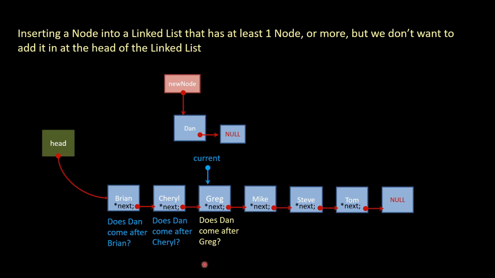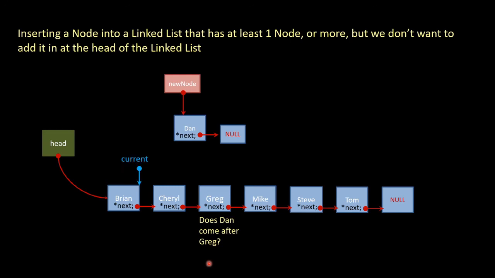So I have no way to go back to Cheryl. I'm in this situation right now, and what I can do is let's start over. Let's go to the start and begin this process again. I'm going to go back to current, and I need to add a new pointer called previous. Right off the bat, I would initialize that to 0.